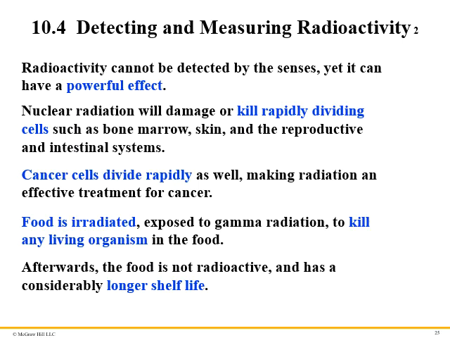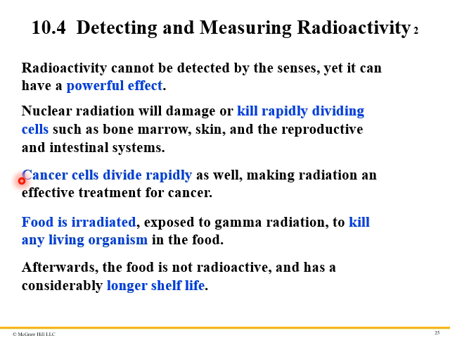It will damage your DNA. It will damage cells. It kills rapidly dividing cells, such as bone marrow, skin, and the reproductive and intestinal systems. So it's super important that we are able to tell whether or not we actually have nuclear radiation around us. Cancer cells divide rapidly as well, making radiation an effective treatment for cancer.